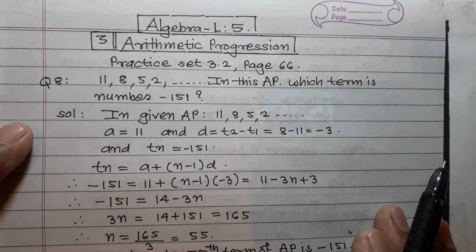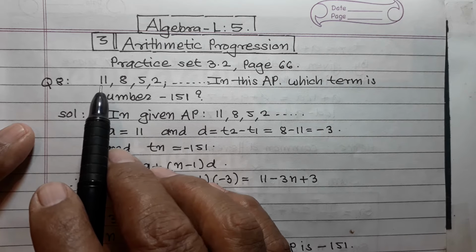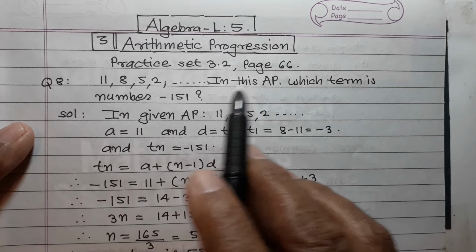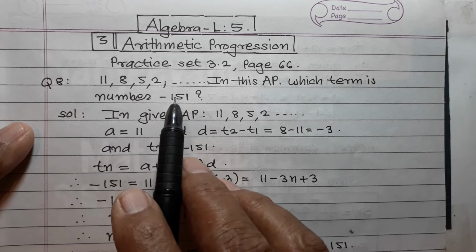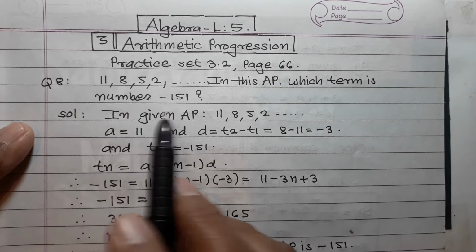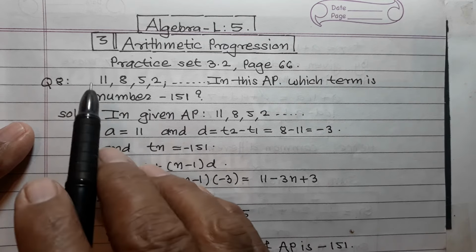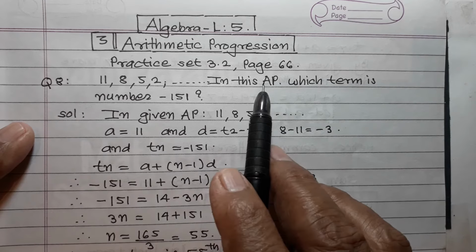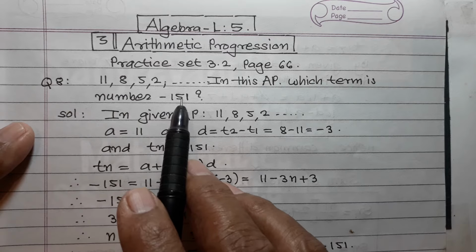Question number 11. Question number 8. 11, 8, 5, 2 is an AP given. In this AP, which term is the number minus 151? First, you try to understand what is given. In this case, the AP is given, so you can find A and D. And the question is: which term is the number minus 151?